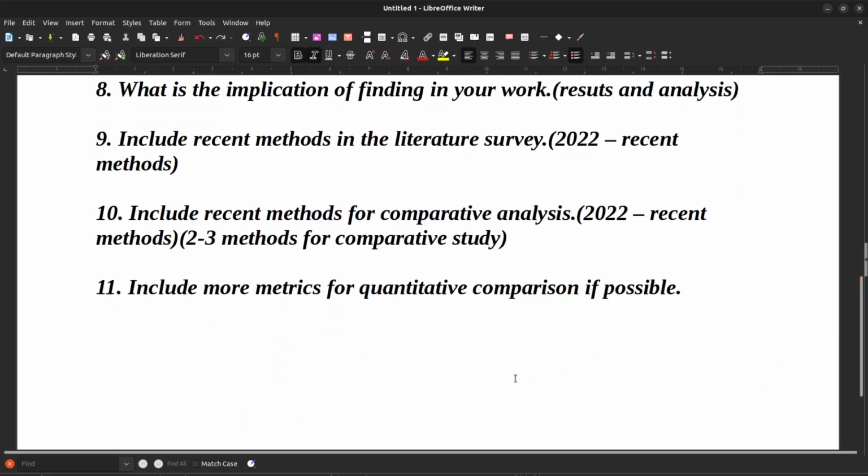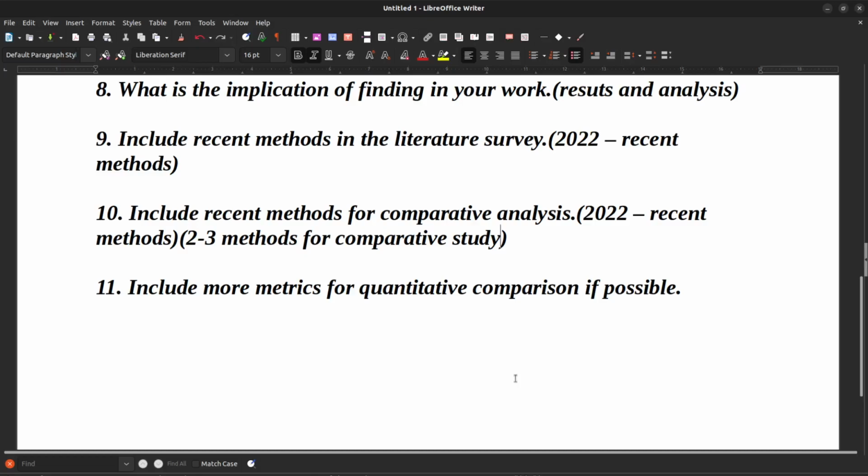Next is include more metrics for quantitative comparison if possible. If you are making a quantitative table for comparison of different methods, you should put more metrics for comparison, not just one or two metrics. At least put 3 or 4 metrics if possible.